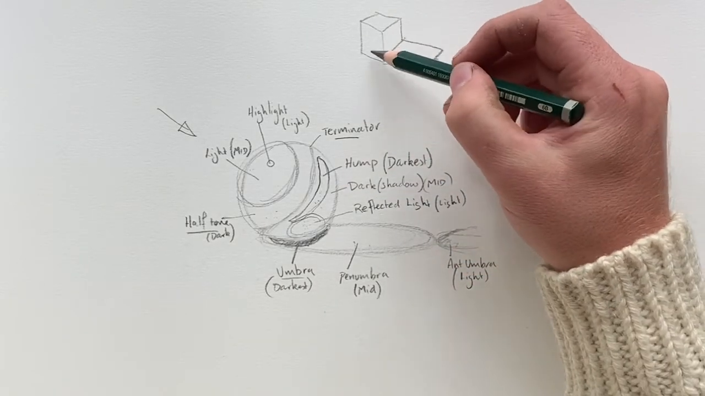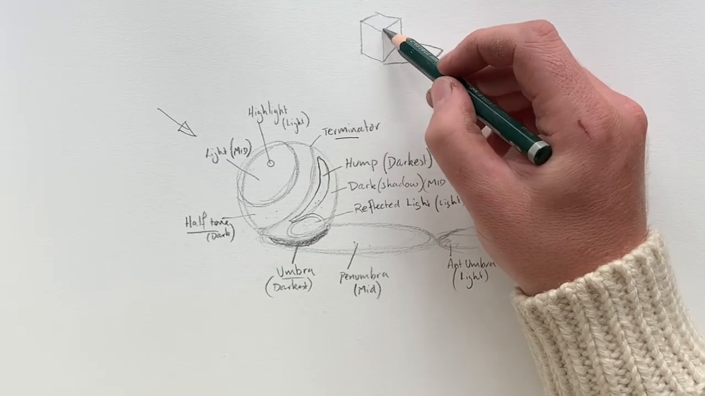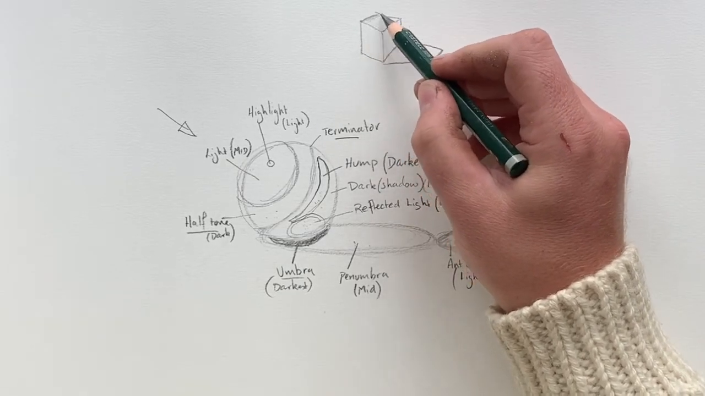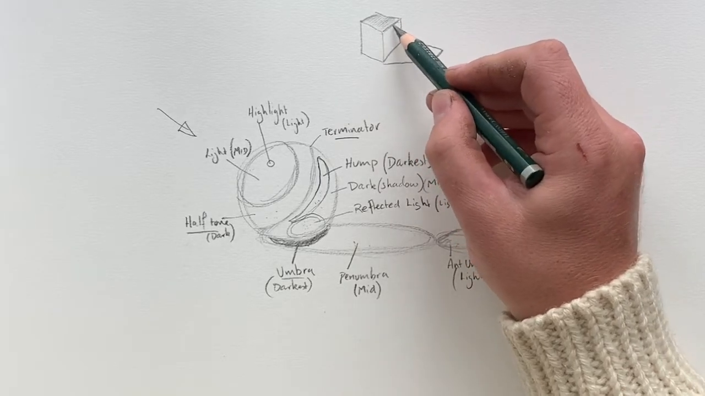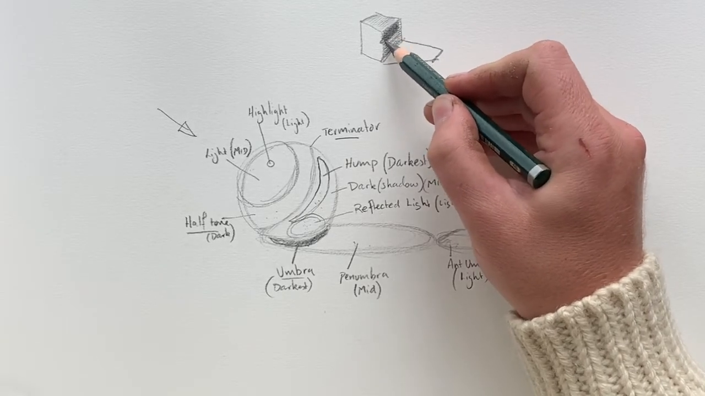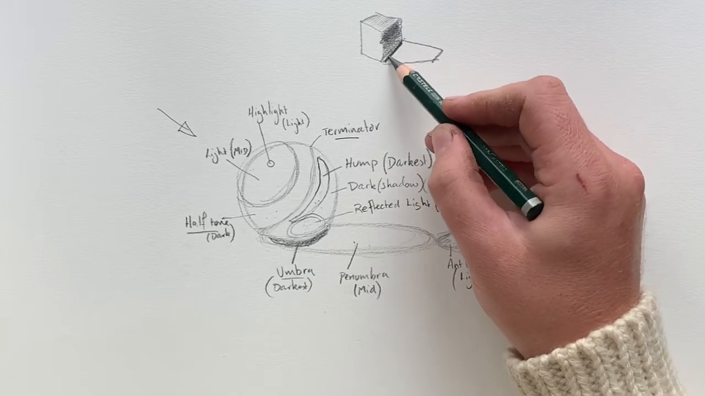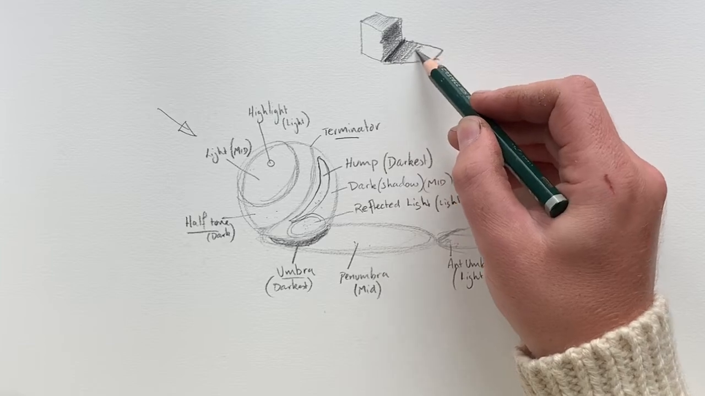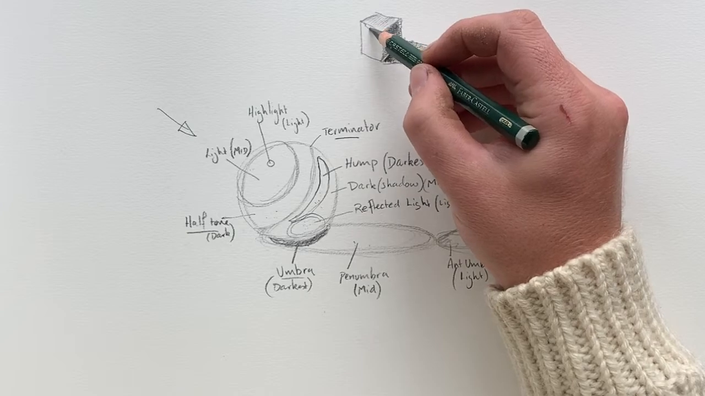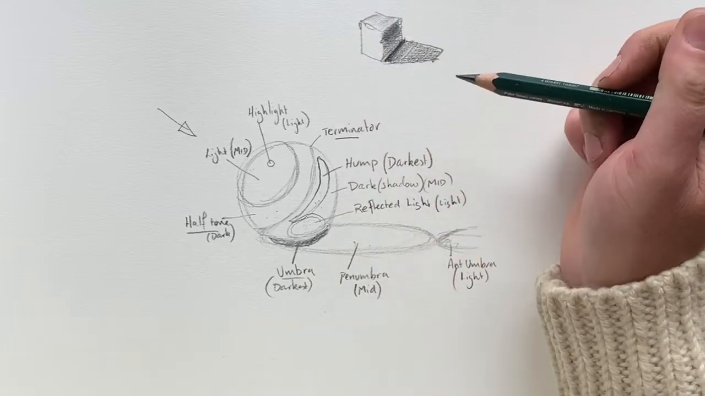One thing I'll note is that within a cube there are all these parts as well. In a similar light source we'd probably talk about the side here being the light. This side would have a halftone. This would be the dark, which would have a hump, reflected light down in here, and then an umbra into a penumbra. There's the light, and there probably would be a highlight along an edge somewhere along here. So that has all the same parts.